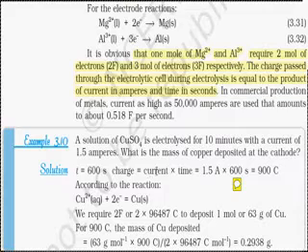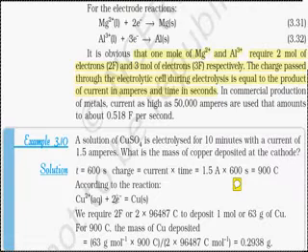Charge is equal to current into time. Now current is given as 1.5 amperes. So 1.5 into 600 will be equal to 900 coulomb. Now according to the cathodic reaction, we have Cu2+ plus 2 electrons giving you Cu. So here copper is deposited at cathode, so it is a reduction reaction.